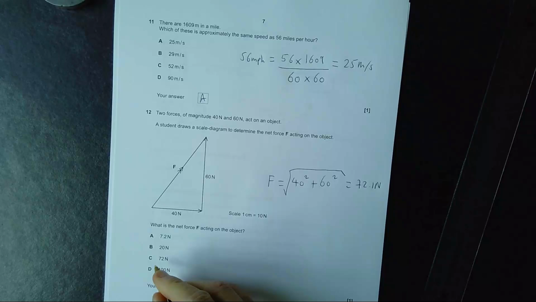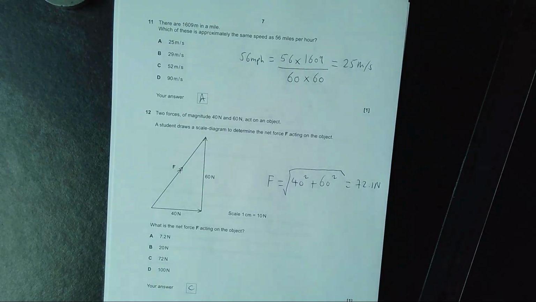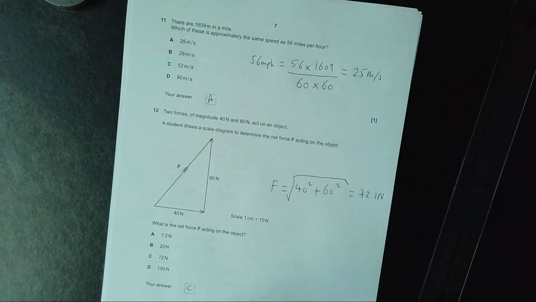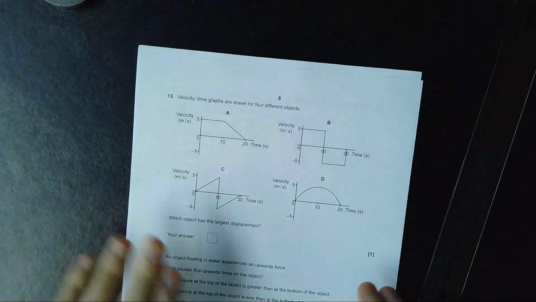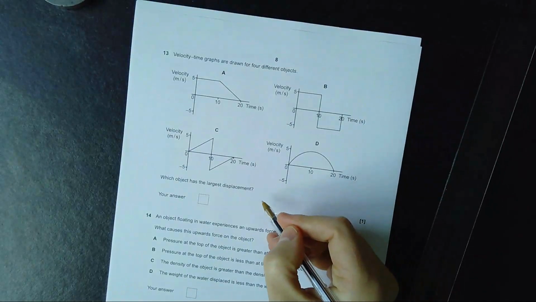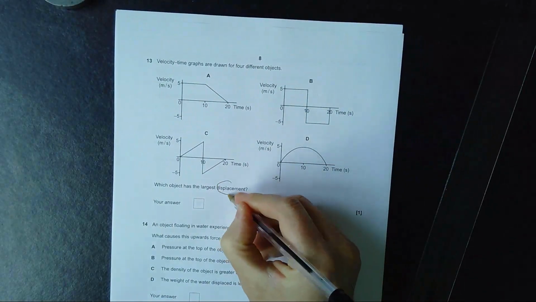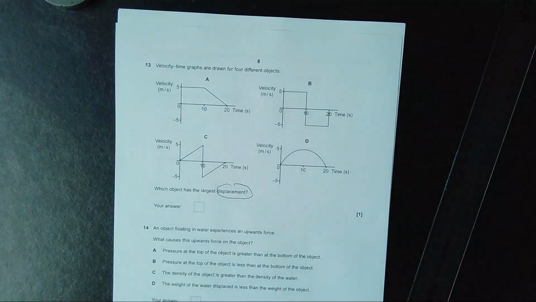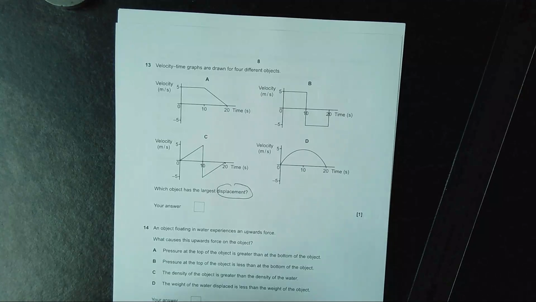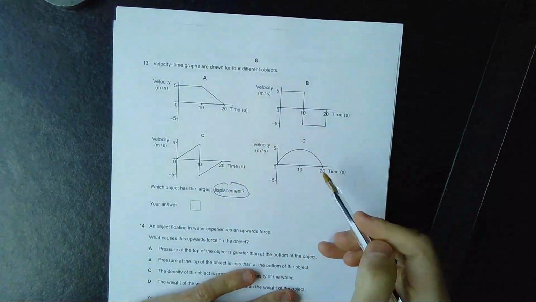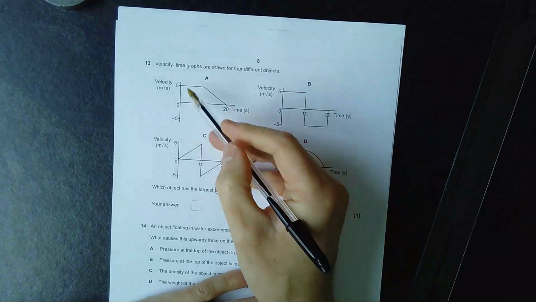Okay, so the correct answer is C, 72. Right, 3 to go. Question 13. It's velocity time graphs, and we've been asked to find which of these graphs shows the largest displacement. Displacement for a velocity time graph is the area under the graph. So we're looking for which graph has the biggest area under the line.